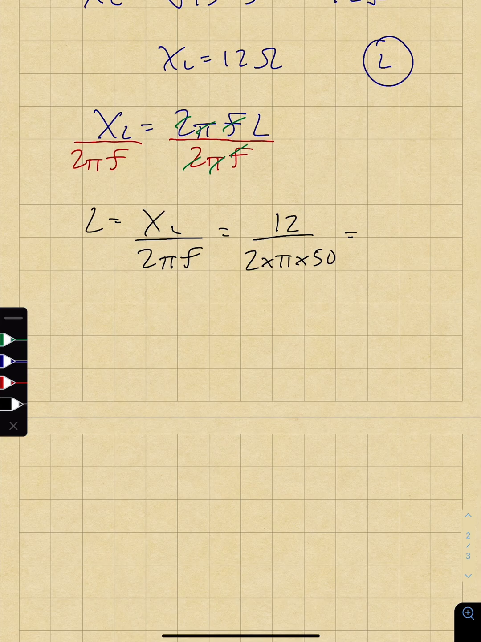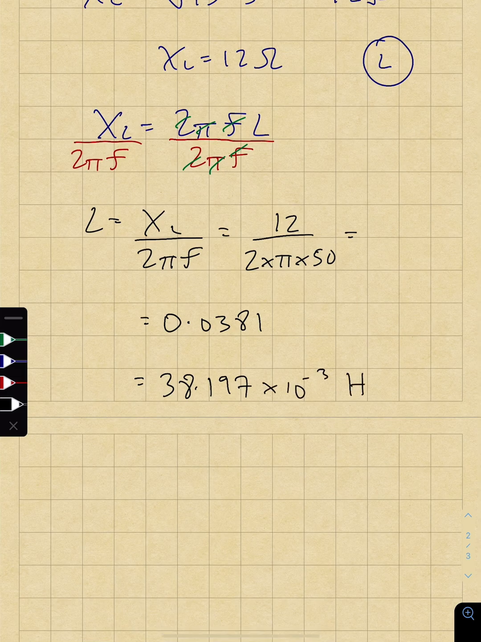So fraction key, 12 over 2 multiplied by pi, multiplied by 50, and I got 0.0381, 4 decimal places. Press the Eng key, and that gives me 38.197 by 10 to the minus 3 henries, and that's equal to 38.197 millihenries. And that's it. Go back, pause the video and practice it.